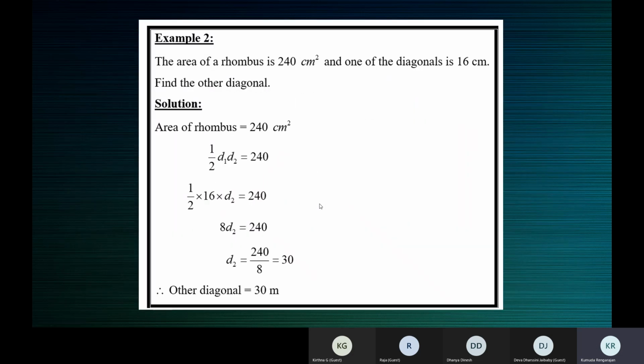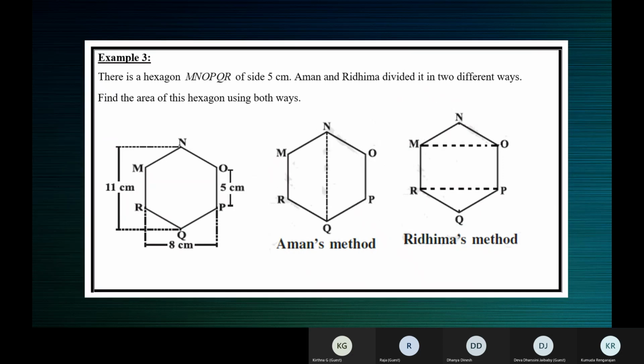In the same way, the hexagon, when Aman connects the vertices N and Q, he has divided the hexagon into two what? Into two? Trapezium, ma'am. Correct. Trapezium, because both the sides are parallel. This is parallel to this. Yes, ma'am, this one is parallel to this.